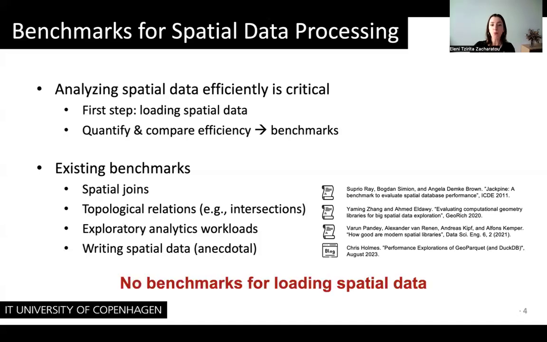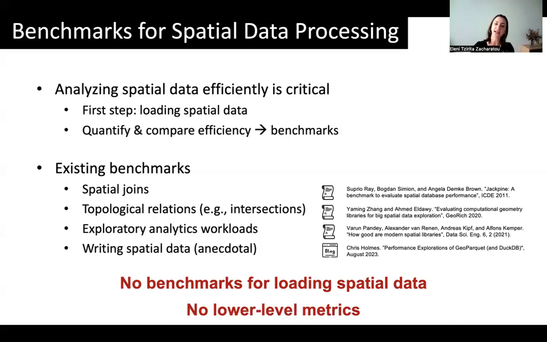However, no benchmarks specifically focus on data loading performance and the impact of file format. Additionally, existing studies do not examine what happens inside a processor core nor provide lower-level metrics. Our work addresses this gap by analyzing spatial data loading and the stress it imposes on a processor core.